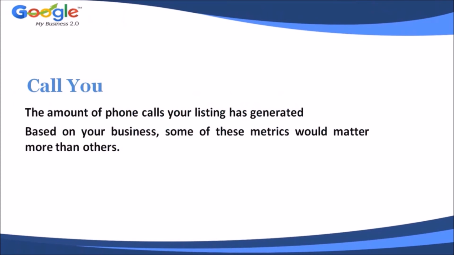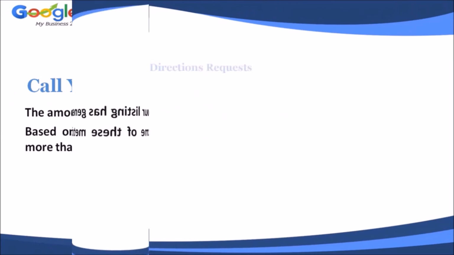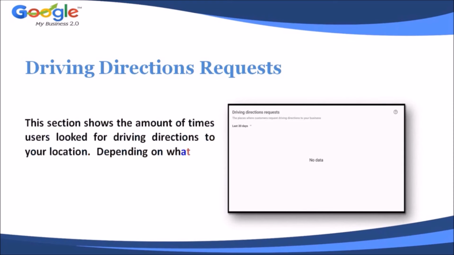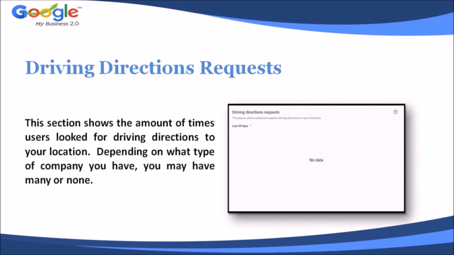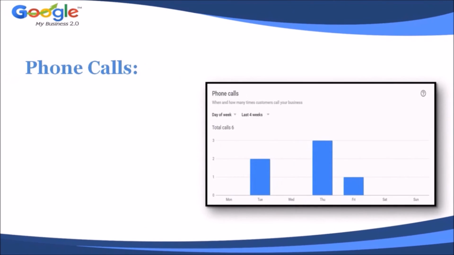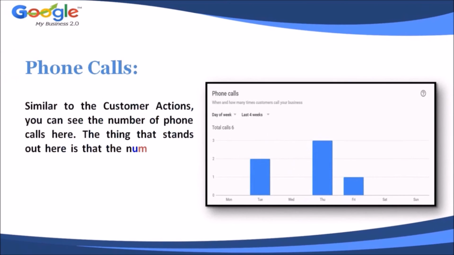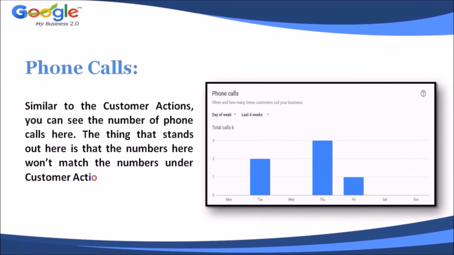Some of these metrics matter more than others. Driving directions requested. This section shows the number of times users look for driving directions to your location. Depending on what type of company you have, you may have many or none. Phone calls. Similar to customer actions, you can see the number of phone calls here. The thing that stands out is that the number here won't match the number under customer actions.